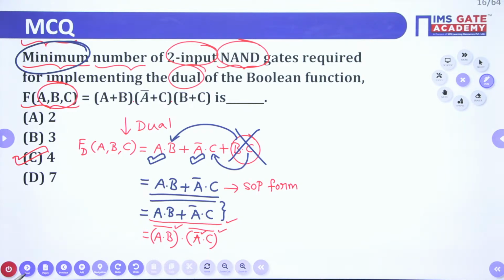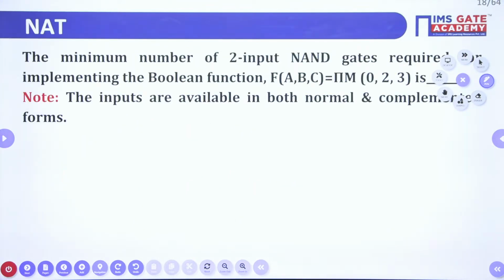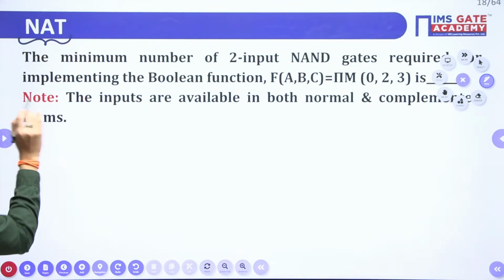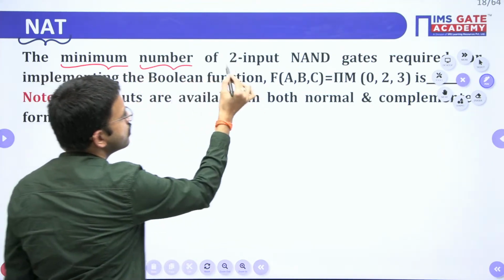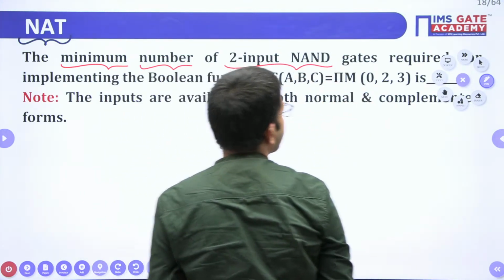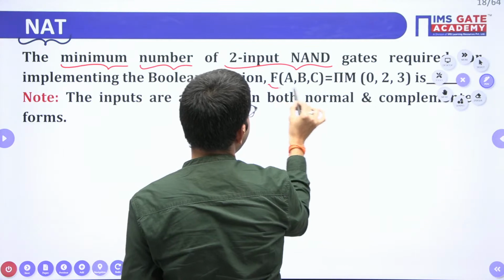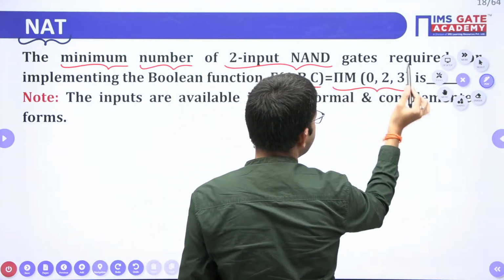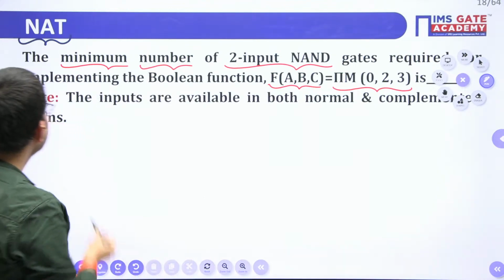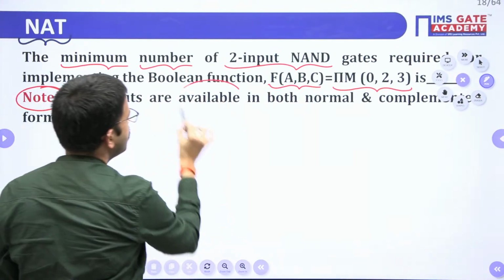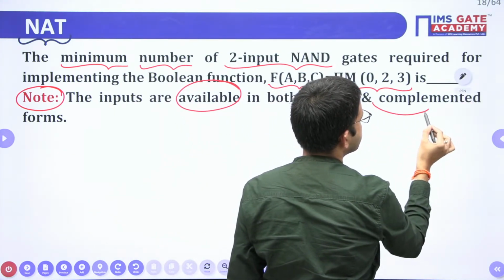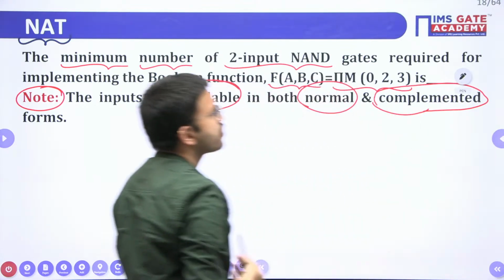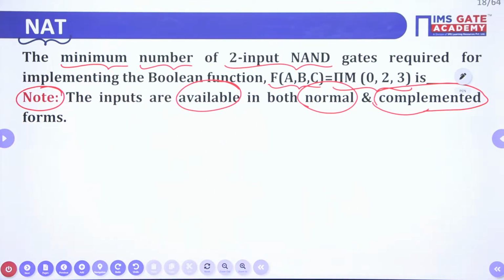Now the next question. This is the last question regarding logic gates. This is an NAT question, so the answer will be a number. Here they are asking the minimum number of 2-input NAND gates required to implement the Boolean function f of ABC, given as Pi capital M 0 to 3. Here they have given a note: the inputs are available in both normal and complemented forms. All of you give a try.